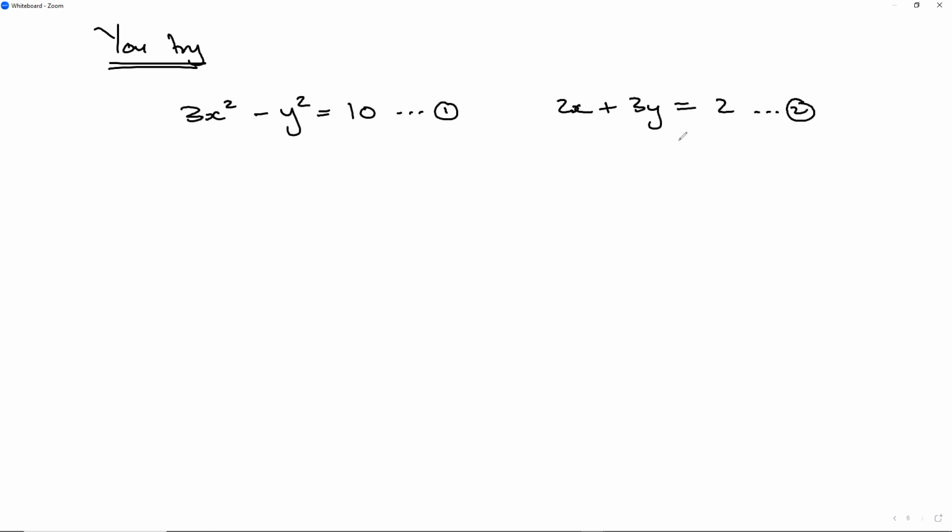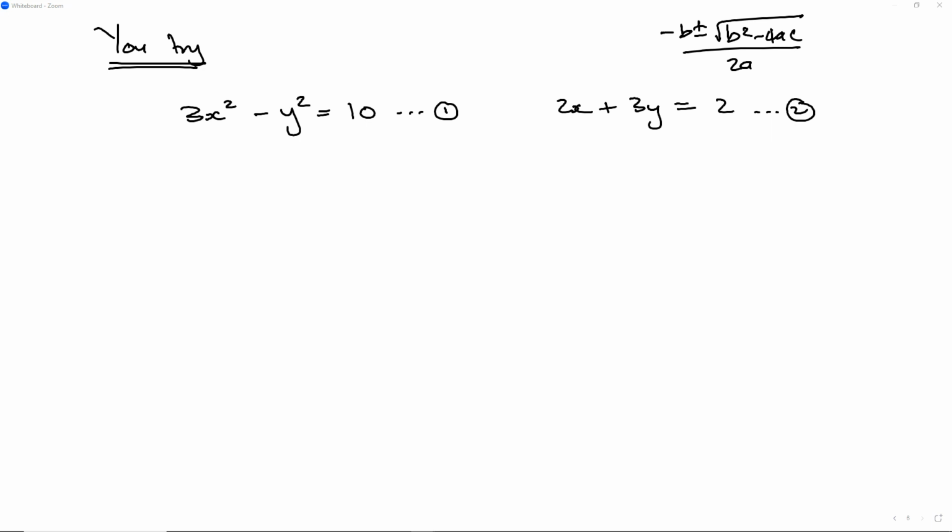All right, so you try this one here. Suppose I've got 3x squared minus y squared is equal to 10. Equation number 1. And equation number 2, I've got 2x plus 3y is equal to 2. Equation number 2. This might not be very nice answers, x and y's. It might be. Just keep in mind the quadratic formula is minus b plus minus the square root of b squared minus 4ac over 2a if you need it. All right, try it.